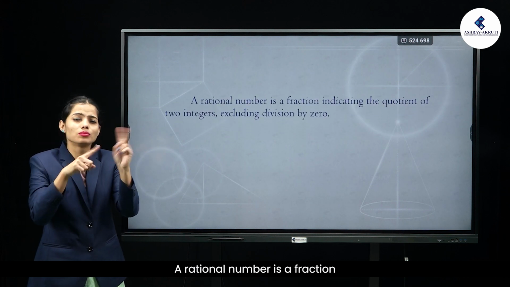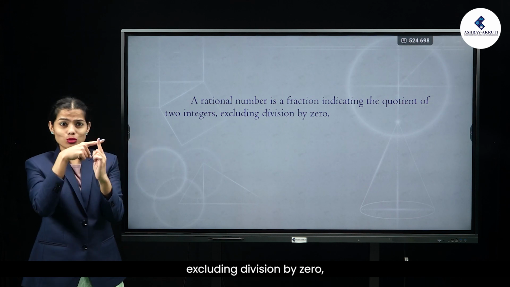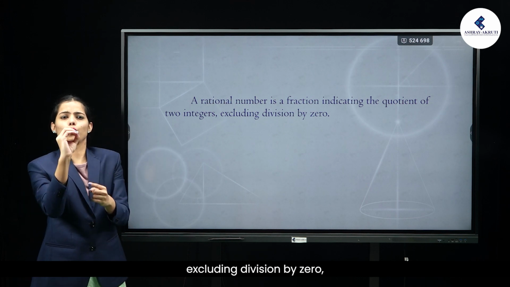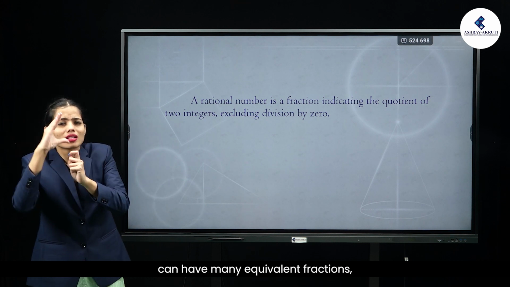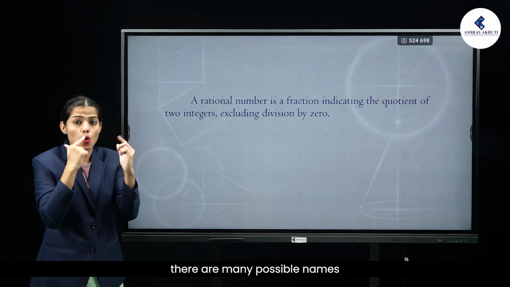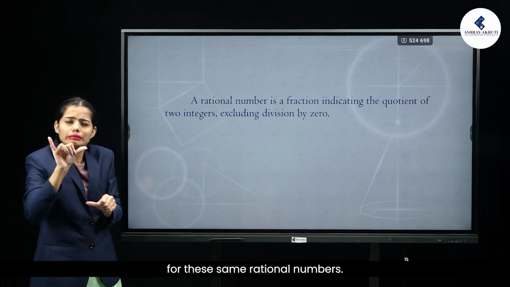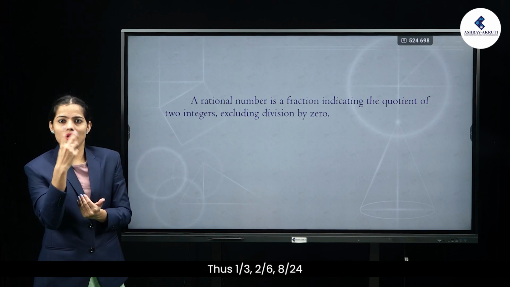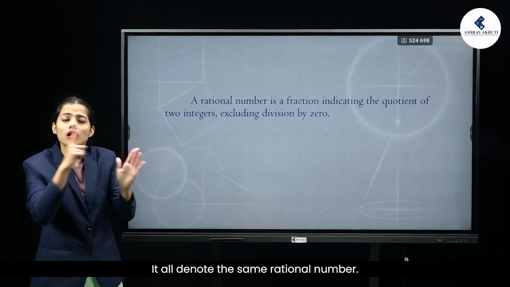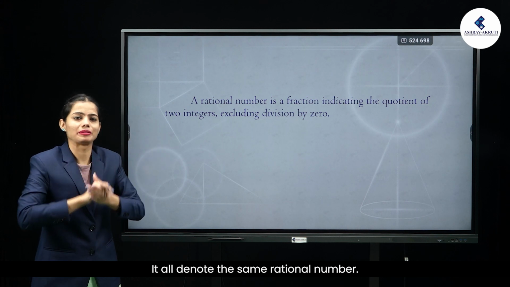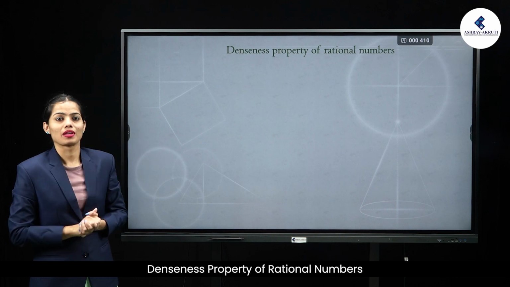A rational number is a fraction indicating the quotient of two integers excluding division by 0. Since a fraction can have many equivalent fractions, there are many possible names for the same rational number. Thus, 1/3, 2/6, 8/24 all denote the same rational number. Denseness property of rational numbers.